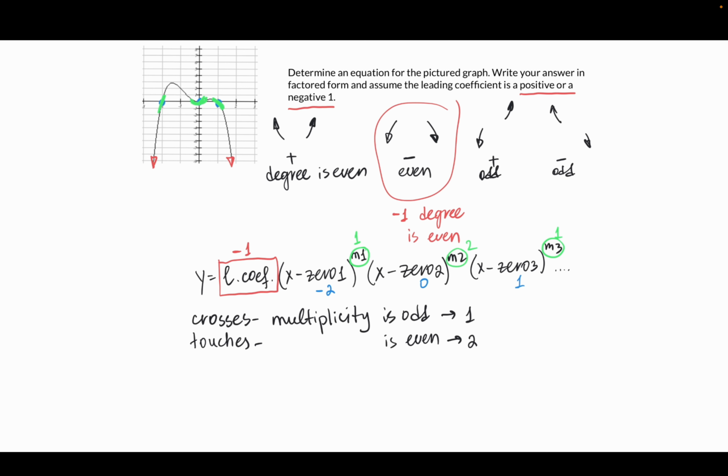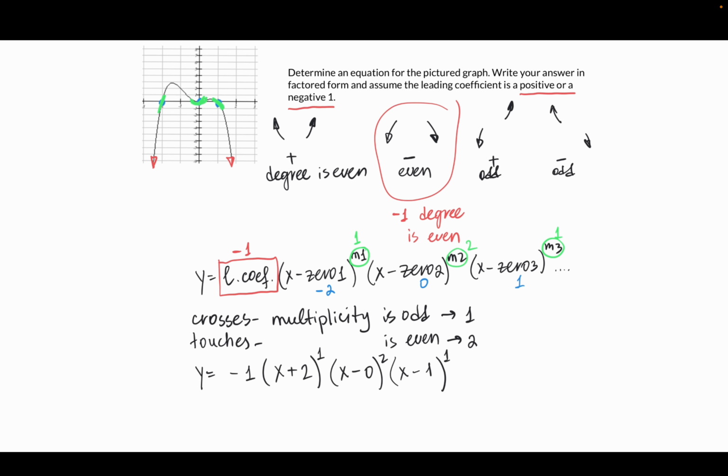So here we go. I have y equals the -1 for my leading coefficient. In the first set of parentheses, I have x minus -2. Minus a negative will turn into a plus, with the power of 1. The second one is x minus 0 with the power of 2. And the last one is x minus 1 with the power of 1 again.